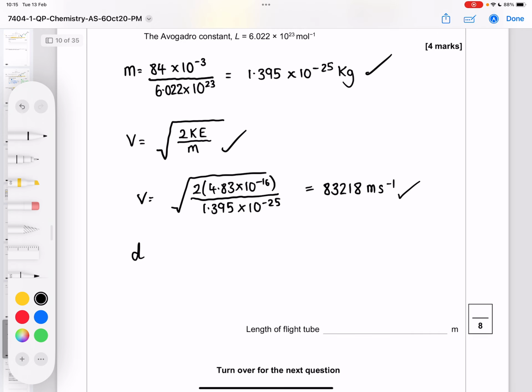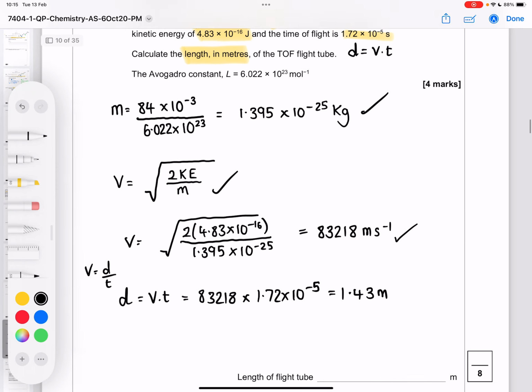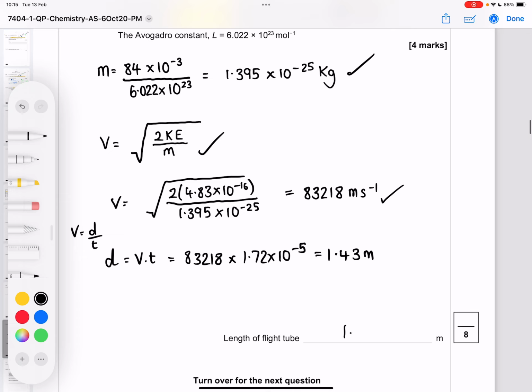And then if we remember that velocity is distance divided by time, then distance is velocity times time. So we take our velocity that we've just calculated, we multiply it by the time given in the question, and we get 1.43 meters. Now, this doesn't ask for a certain number of significant figures, so a general rule of thumb for chemistry is give 3 if not asked otherwise. So 1.43 meters.